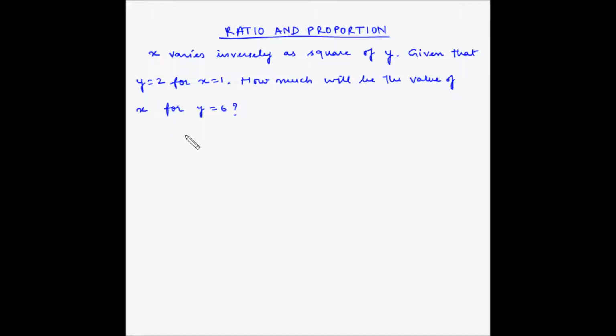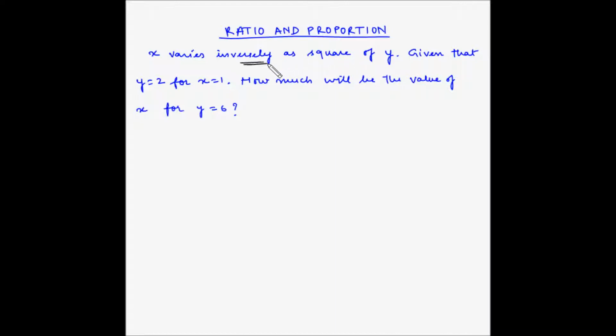Let us look at another example of ratio and proportion. X varies inversely as square of y. Given that y equals 2 for x equals 1, how much will be the value of x for y equals 6? So here we have been given that x varies inversely as the square of y.